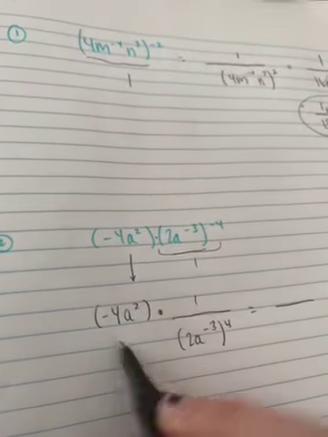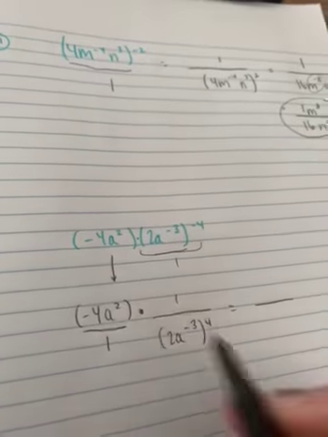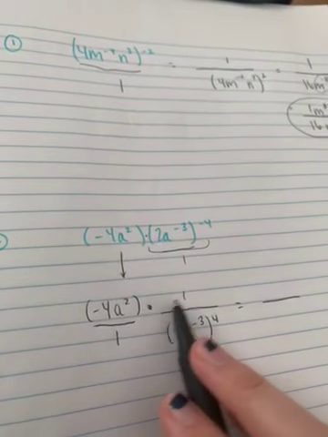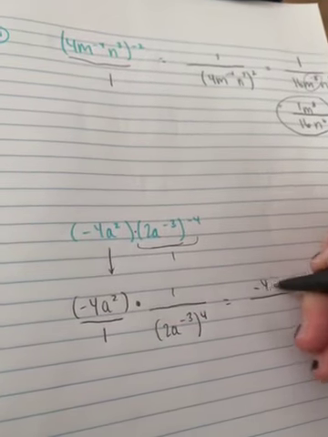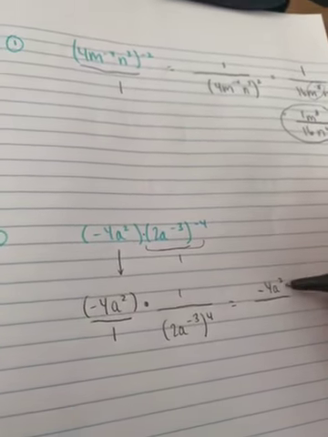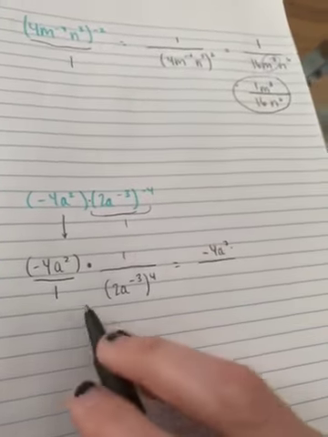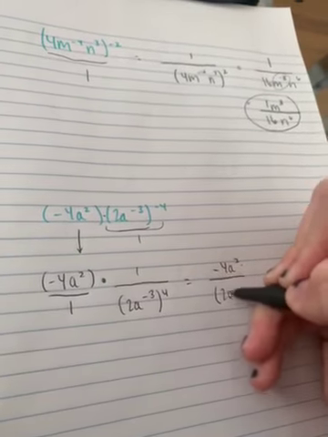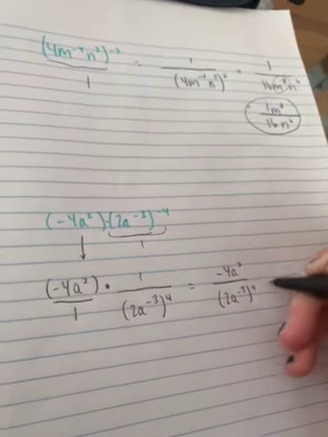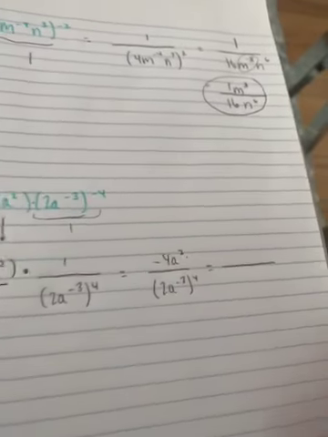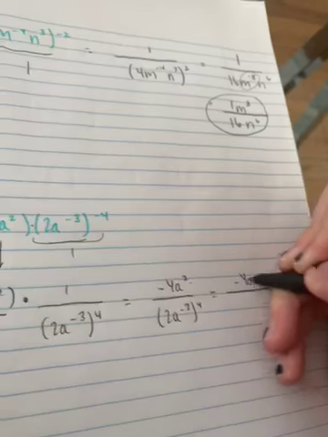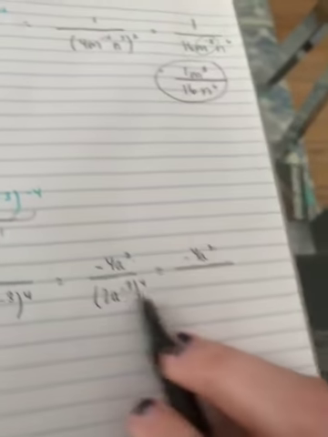Here I have a fraction. I could put this over 1 times a fraction. Multiply your numerators. Negative 4a squared times 1 is just itself. On the bottom, again, you're just going to get itself. So on the top stays the same. I still have some work to do on the bottom though.